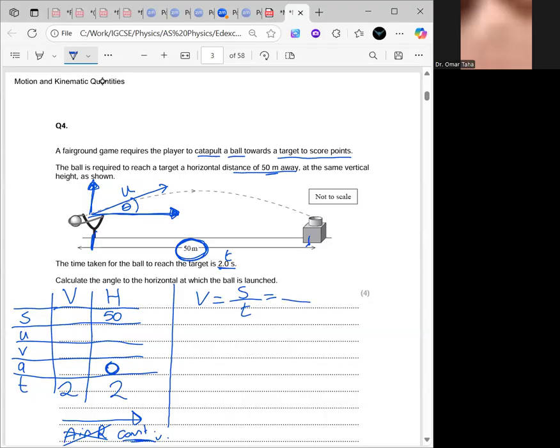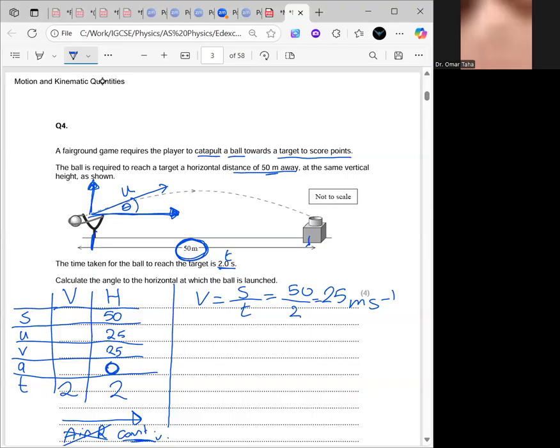Now, the distance is given to us as 50, so you're going to put the 50 here. The time is 2, so we're going to put the time here. Now, we're going to get the velocity in this dimension. This is going to be 25 meters second to the power of -1. So we're going to put the 25 here, and the 25 there as well. Now we have solved everything in the horizontal component.